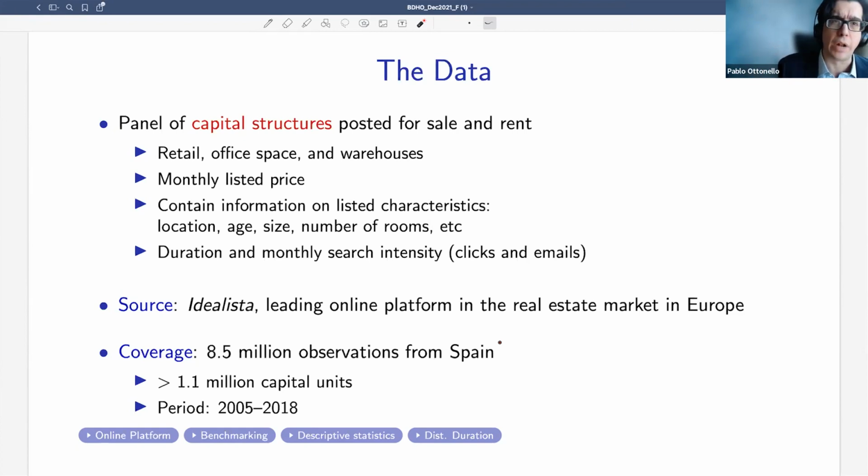We also have, as a validation, measures of search intensity, for example, the number of clicks that a property received or the emails that the property received. The source for this data set is called Idealista, a leading online platform of the real estate market in Europe, and we have more than 1 million properties covering the period between 2005 and 2018.